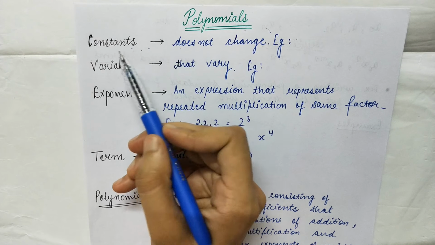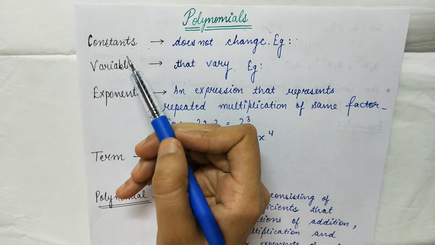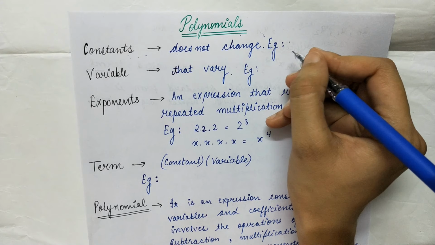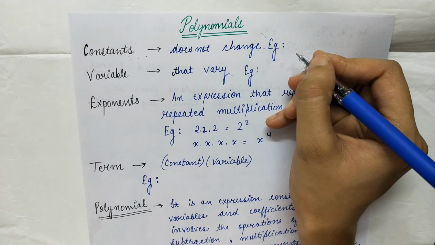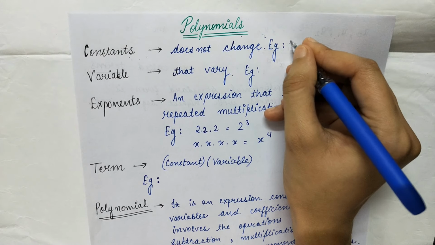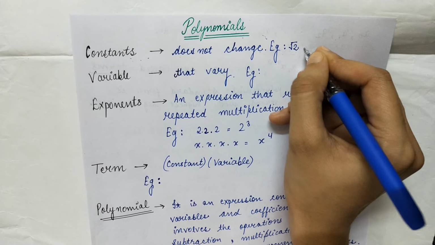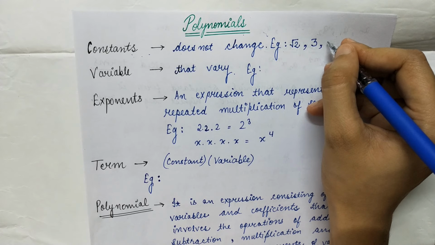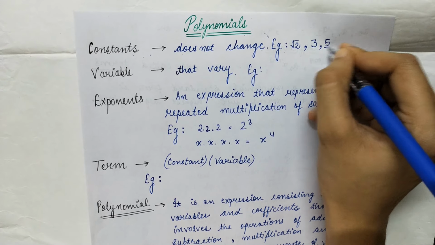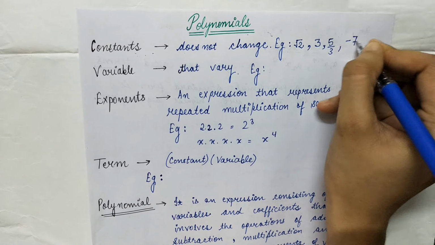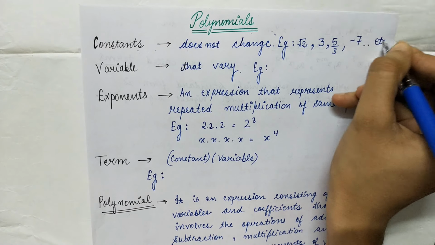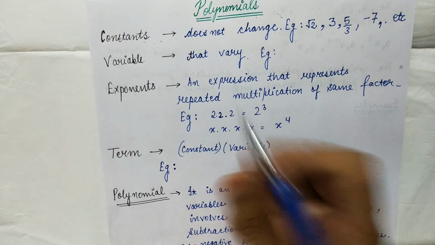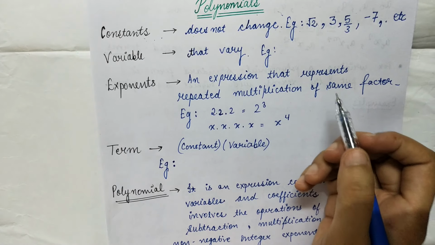Constants. Constant, as the name suggests, means that it does not change. Example, any real number, that its value is fixed. It can be an irrational number, root 2, 3. It can be any integer, rational number, 5 by 3, minus 7. These are some constants that do not change. It has a fixed value.